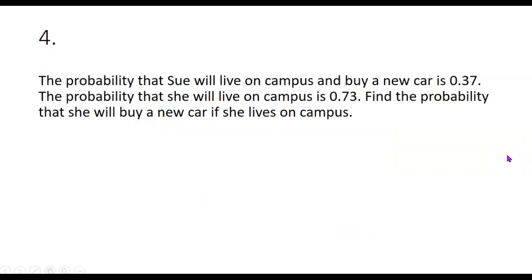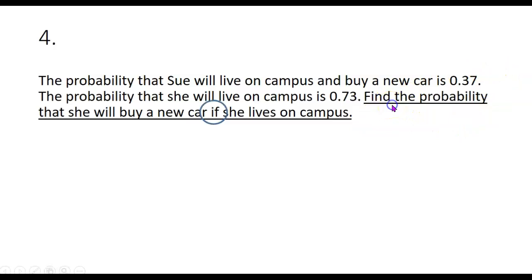Okay, question 4. This is not a multi-part question, so this is going to go faster. The probability that Sue will live on campus and buy a new car is 0.37. The probability that she will live on campus is 0.73. Find the probability that she will buy a new car if she lives on campus. So notice what the question is actually saying. Find the probability that something, if something. The probability that she will buy a new car if she lives on campus.